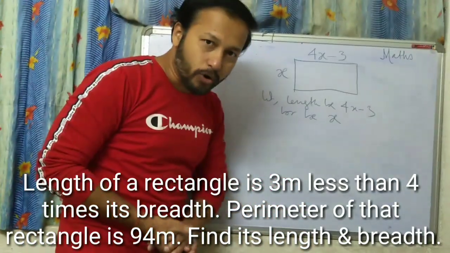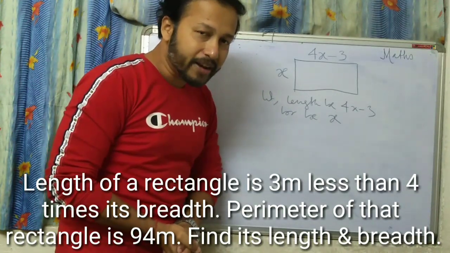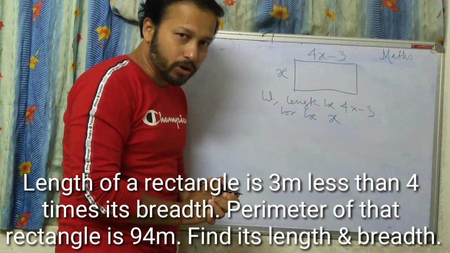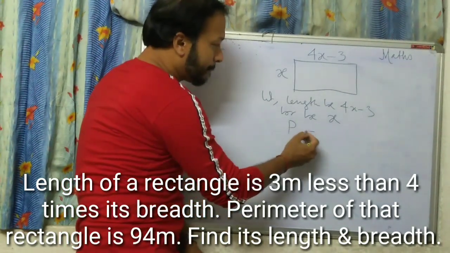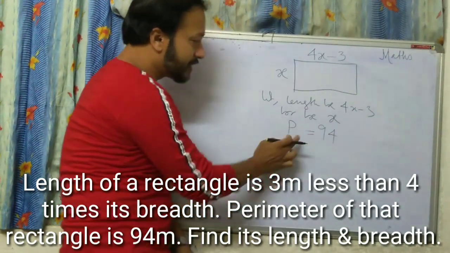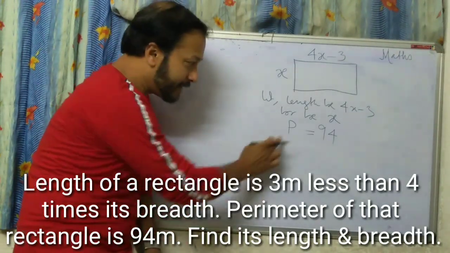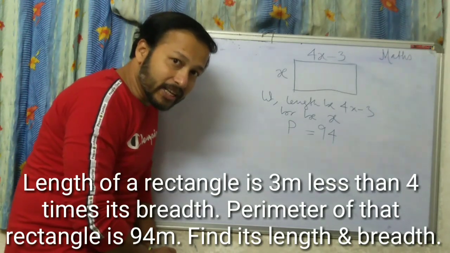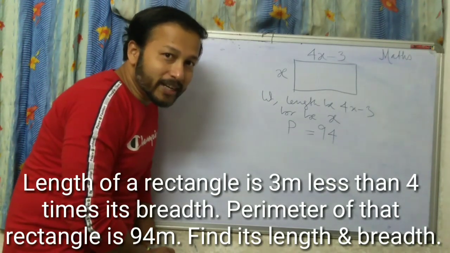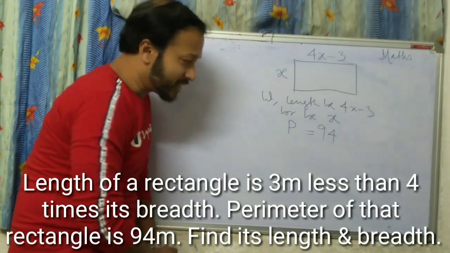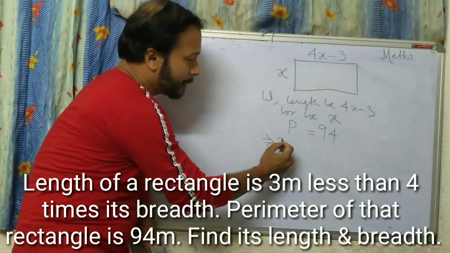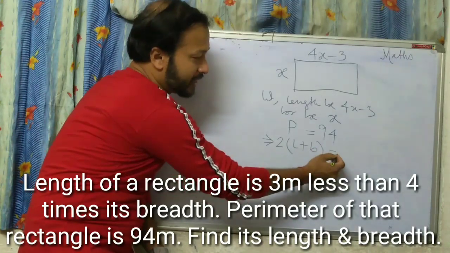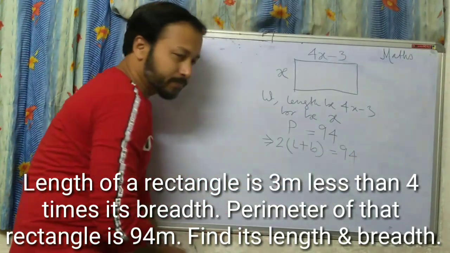Now it is given that perimeter is 94. Perimeter of a rectangle for this rectangle is 94. This is given in the question, P is perimeter. Now, what is the formula of perimeter of a rectangle? Yes, 2 into (length plus breadth). So we can write that perimeter means 2 into (length plus breadth) equal to 94.